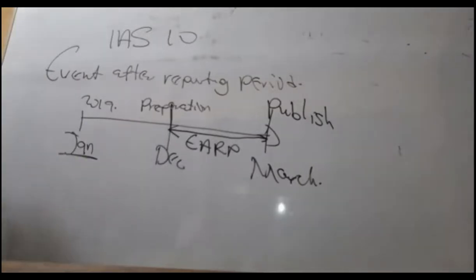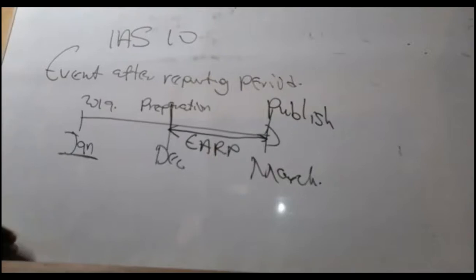Good, that is it. So now let's define events after the reporting period. So these are what? Favorable and unfavorable events which occur between the date at which the financial statement is prepared and the date the financial statement is signed, issued or published. That is events after the reporting period. So any transaction which occurs between these two dates. Good.